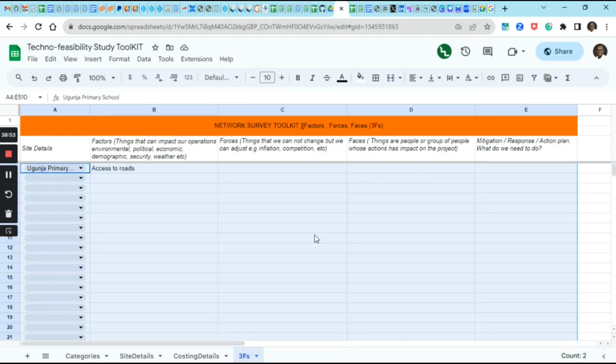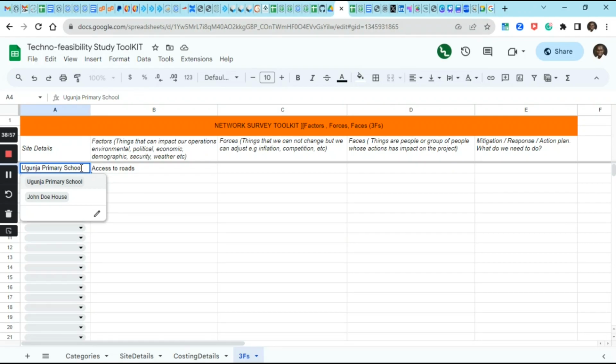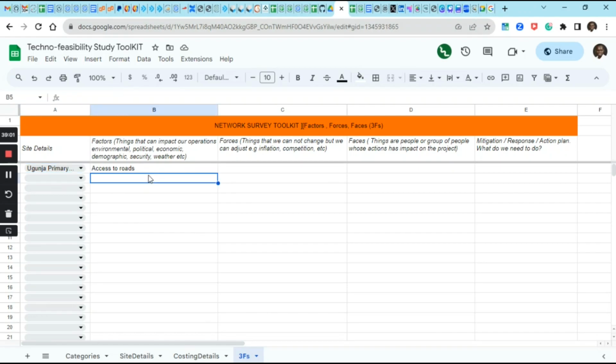Finally, we have again the 3Fs. So 3Fs is just a big map that helps you to see big things. So first of all, what are the factors you need to identify for me to connect this school? How is the access? How is the infrastructure? What exists and what does not exist?